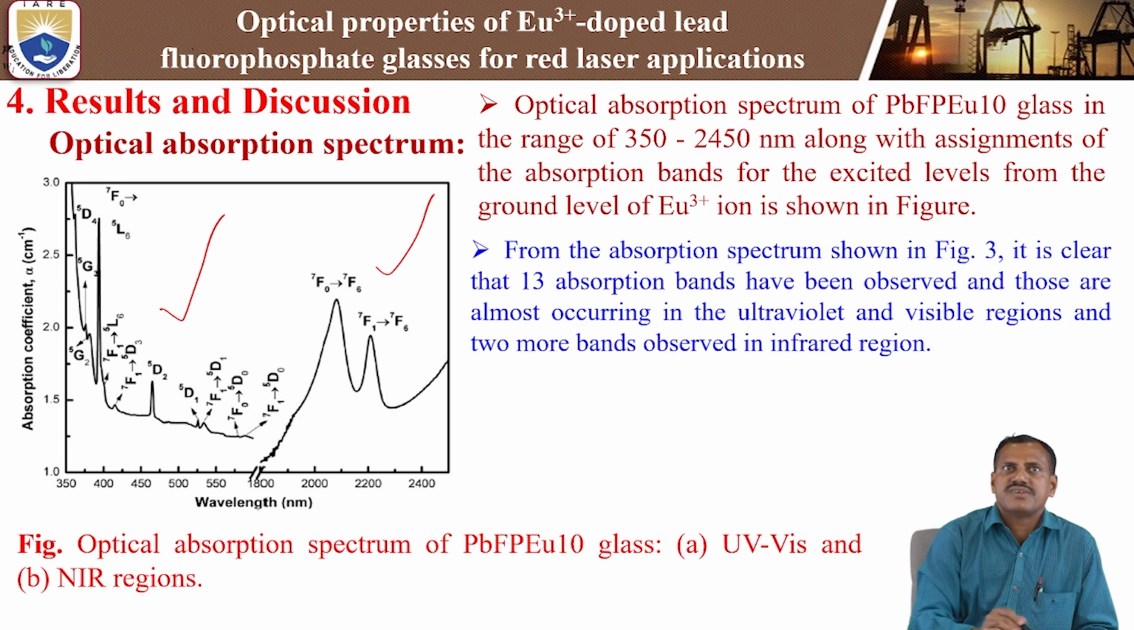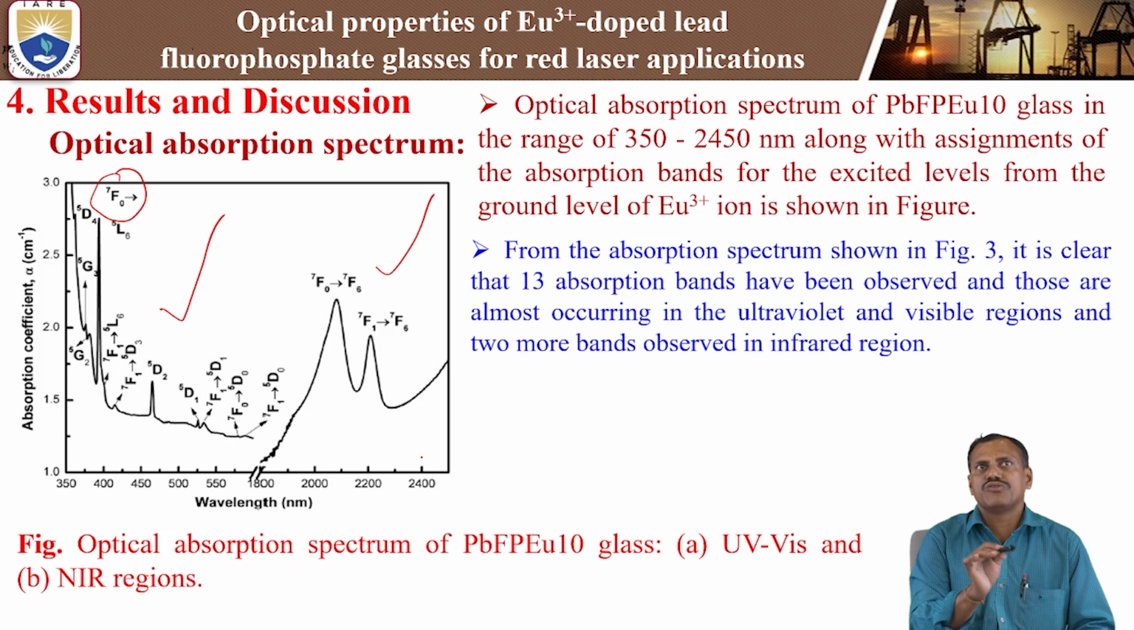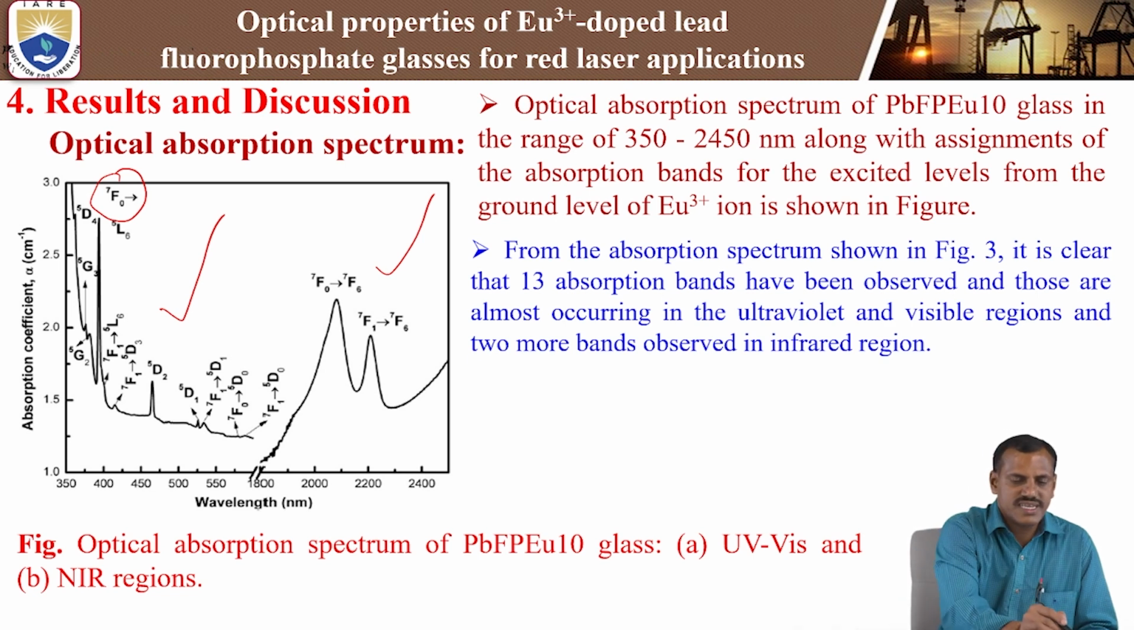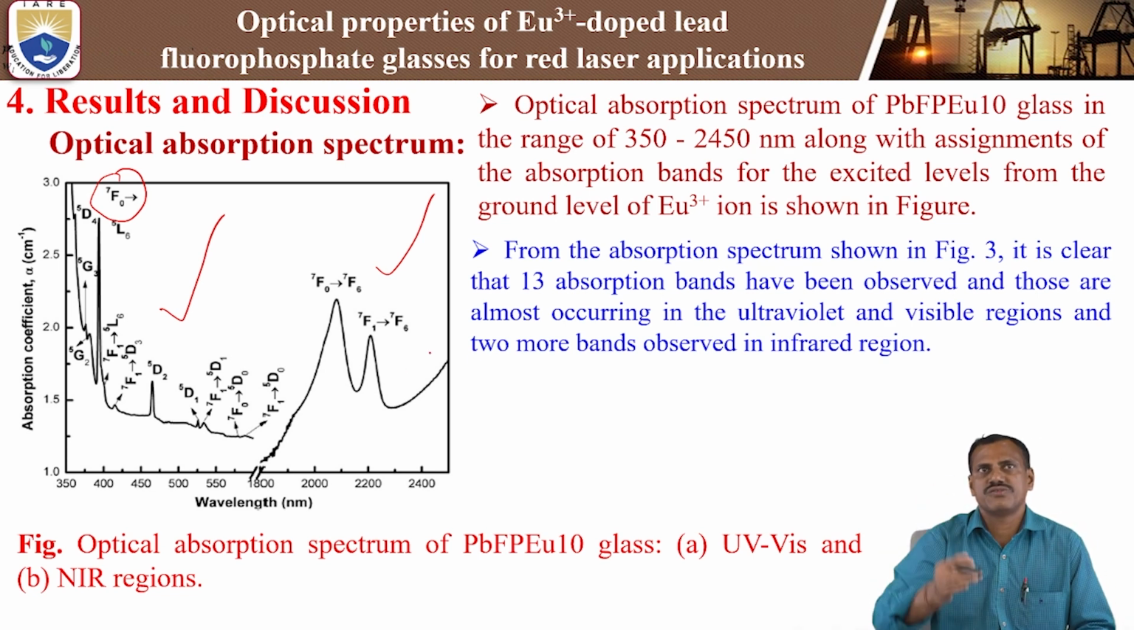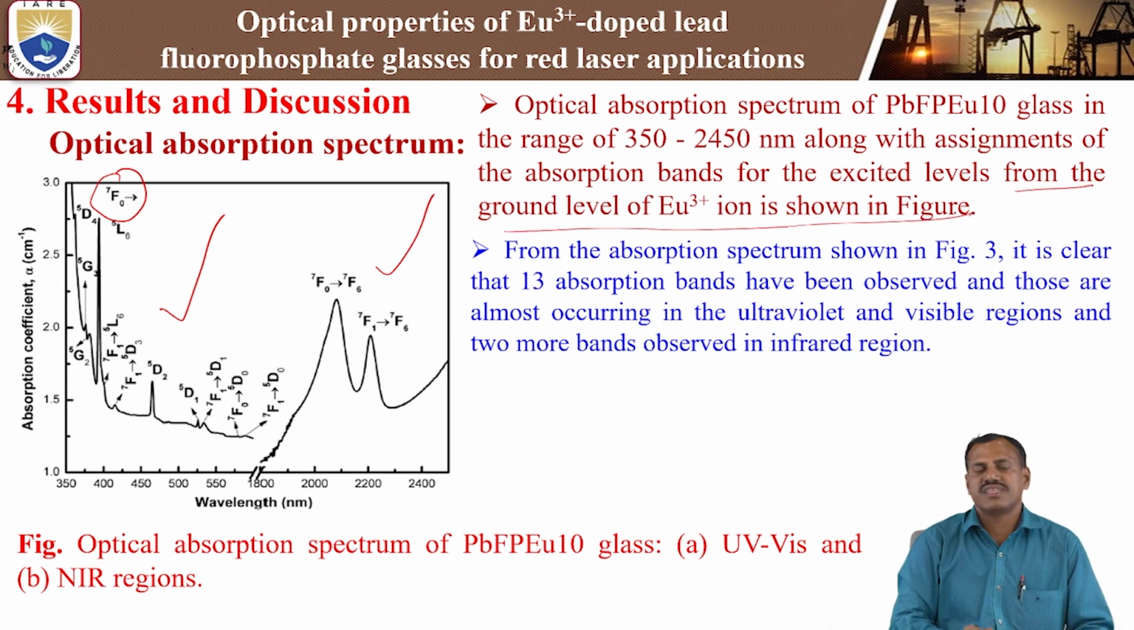Here different absorption transitions take place from the ground state 7F0 to different excited states. The ground state of the europium triply doped fluorophosphate glasses is 7F0, and these are the remaining excited states. This is the optical absorption spectrum of the lead fluorophosphate glass with 1 mole concentration of europium ion. The glass ranges from 350 to 2450 nanometer, along with assignments of the absorption bands for the excited levels from the ground level of the europium ion, as shown in the figure.